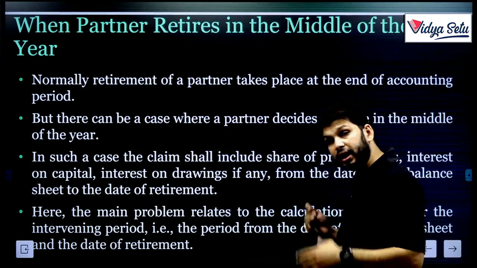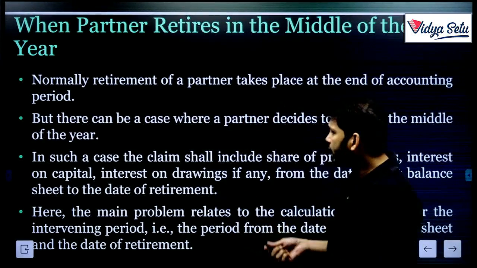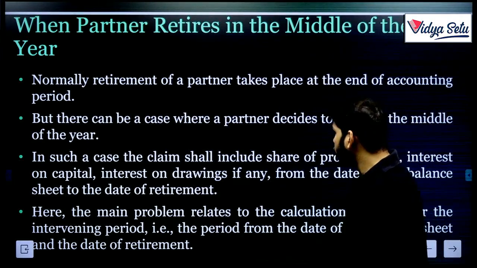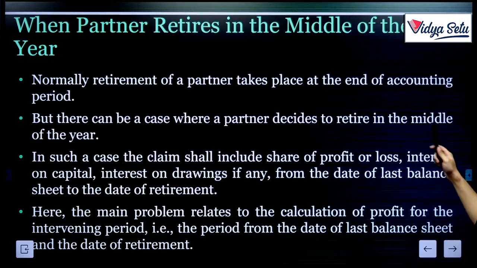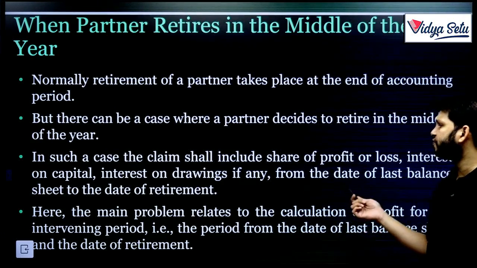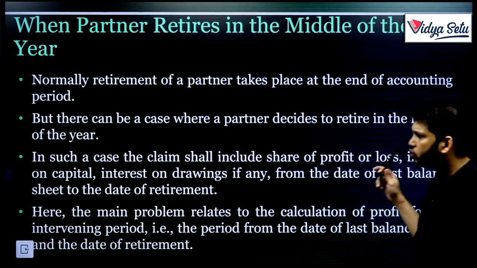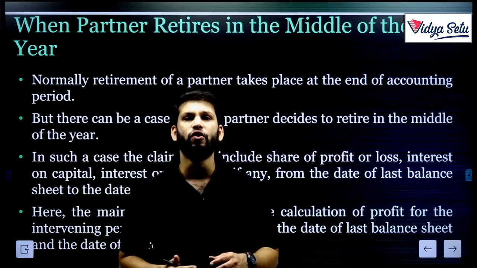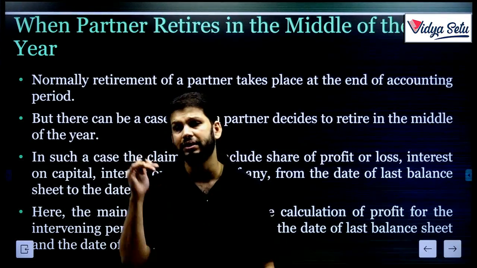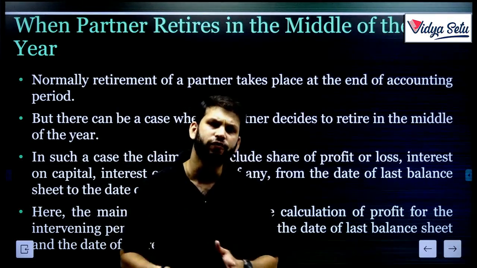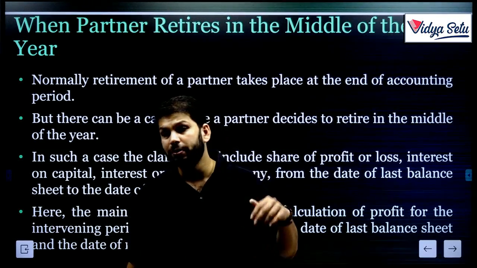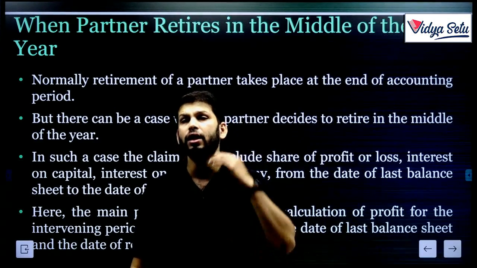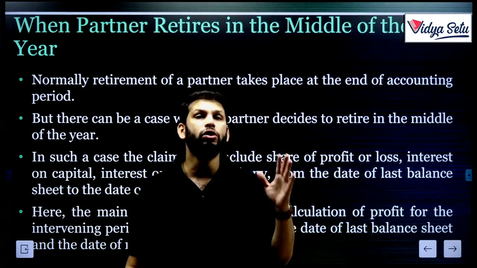What will happen if they are retiring in the middle of the year? In such a case, whatever we are giving to him shall also include share of profits or loss, interest on capital, interest on drawings, if any, from the date of the last balance sheet to the date of retirement. Let's say he retired on 1st of October, so April to 30th September, 6 months. The firm must have incurred some profits or losses, or there should be some interest on capital, or if he has withdrawn, some interest on drawings. Even these will be accounted for 6 months.